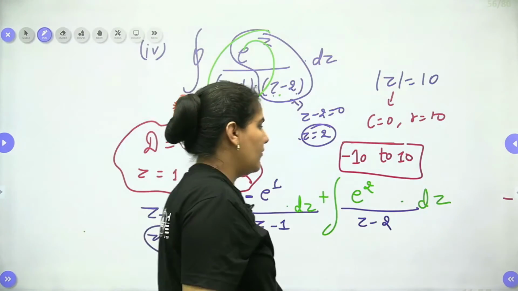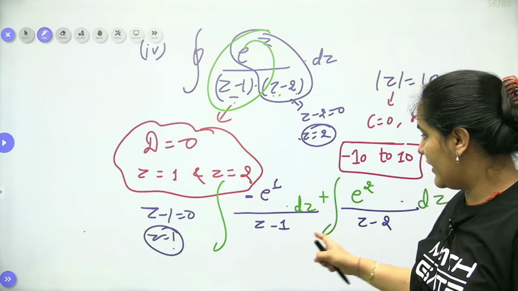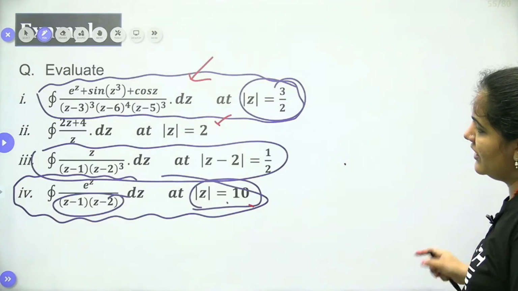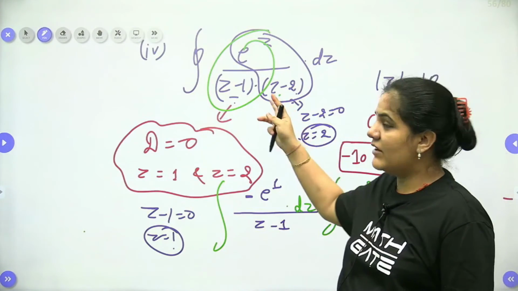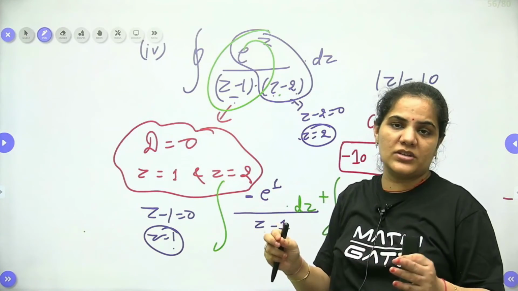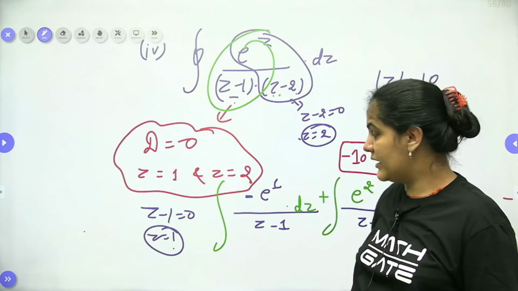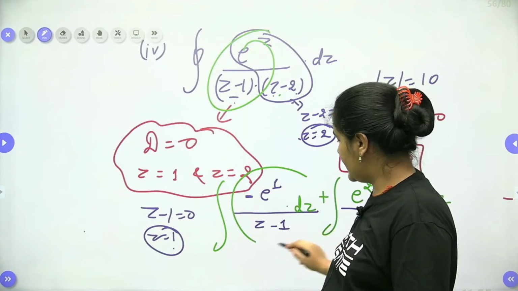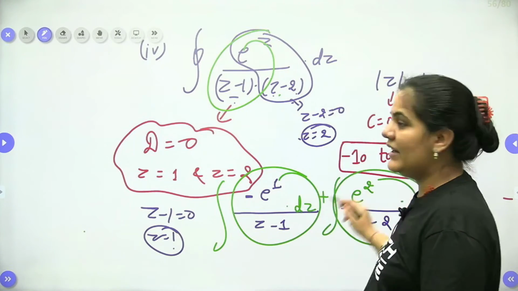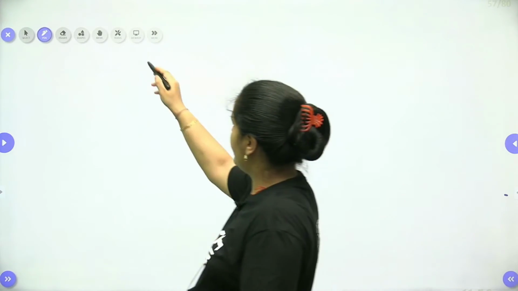So when we approach here, dear students, just look at here. The major difference between this question and the previous one is that here we are having both the poles inside the closed curve, right? So here this will be the first integration and this will be the second integration. Let me write down again here.